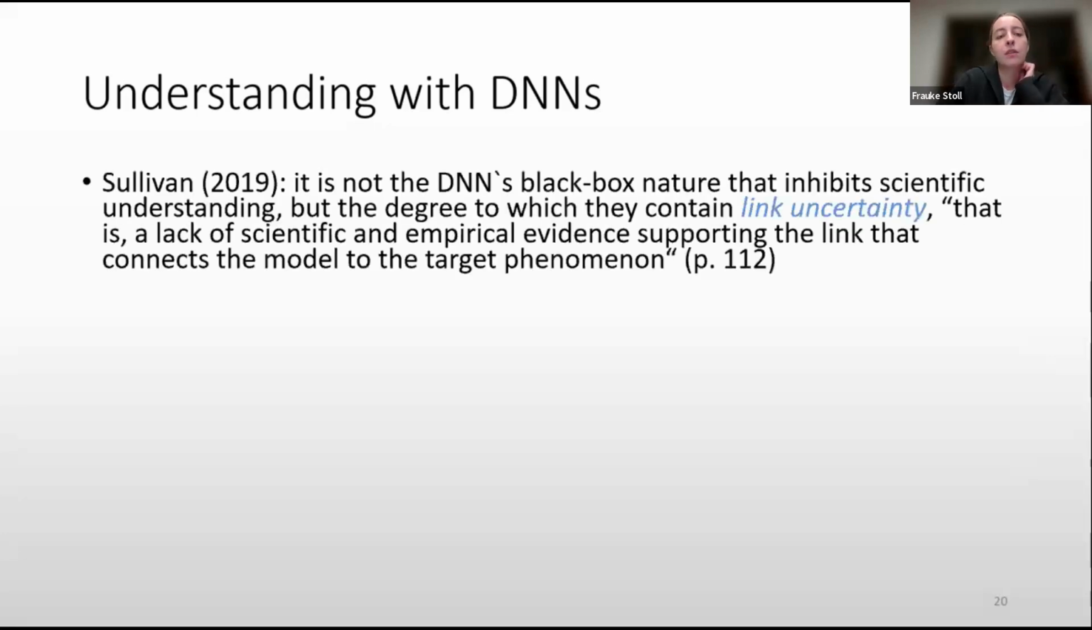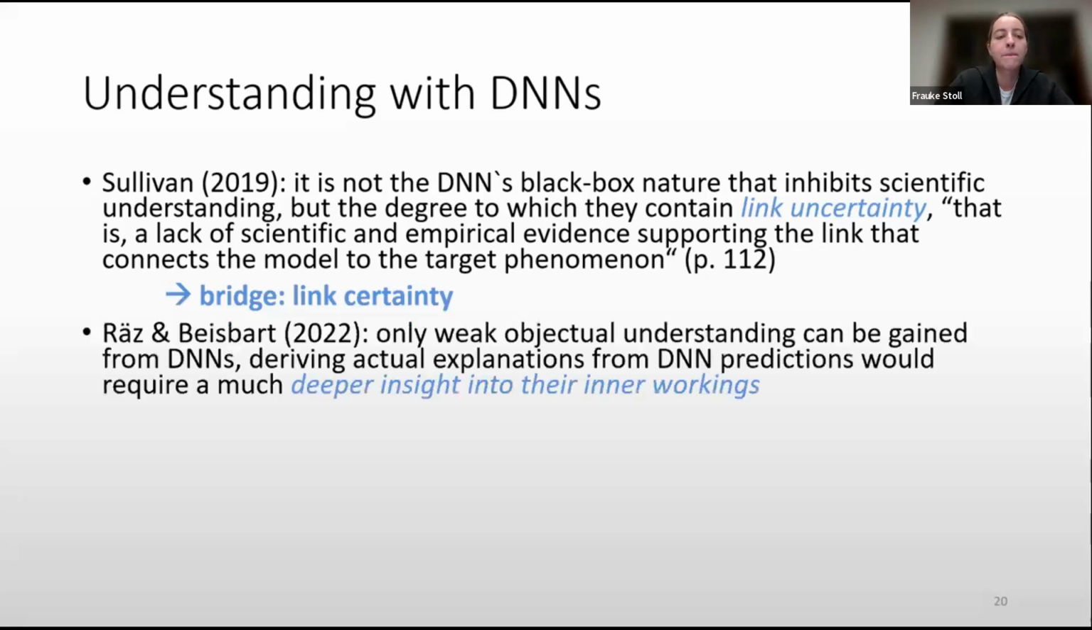For example, Emily Sullivan has said that it is not DNNs' black box nature that inhibits scientific understanding, but the degree to which they contain link uncertainty, that is, a lack of scientific and empirical evidence supporting the link that connects the model to the target phenomenon. So for her, a bridge to understanding would be link certainty.